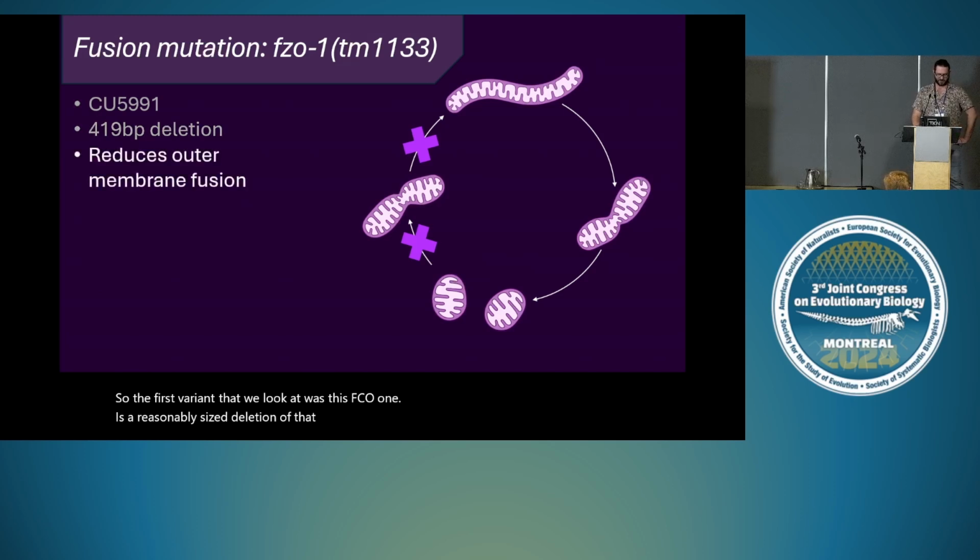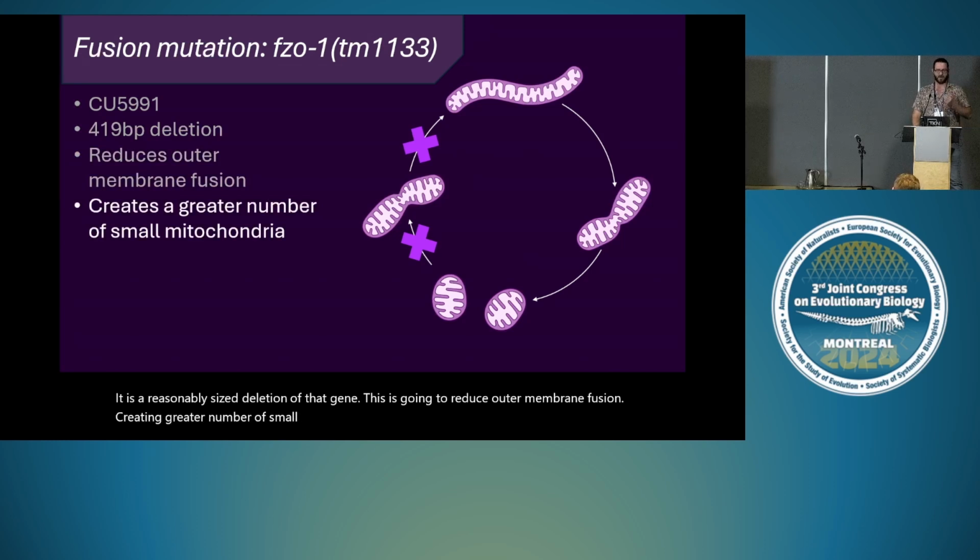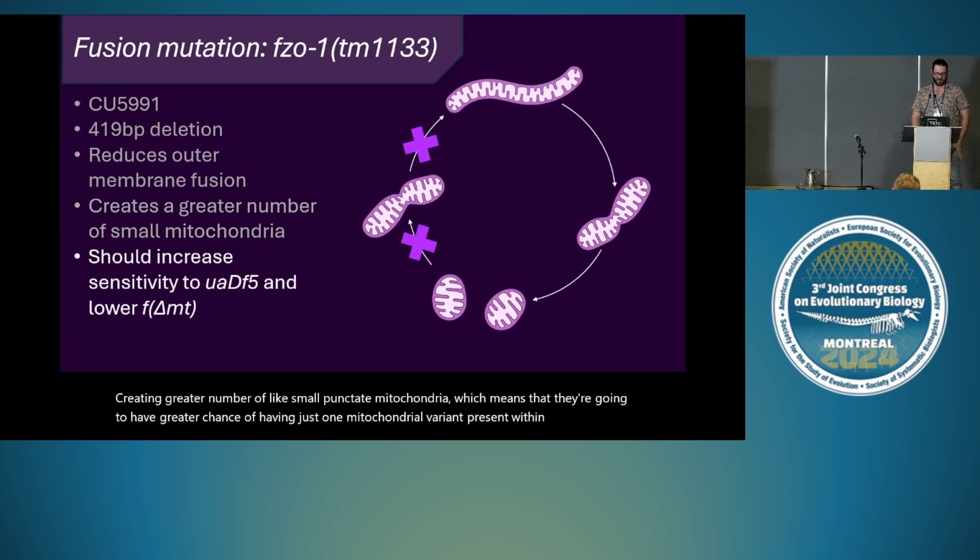This is going to reduce outer membrane fusion, creating a greater number of small punctate mitochondria, which means they're going to have a greater chance of having just one mitochondrial variant present within each organelle. And this should increase sensitivity to UADF5.